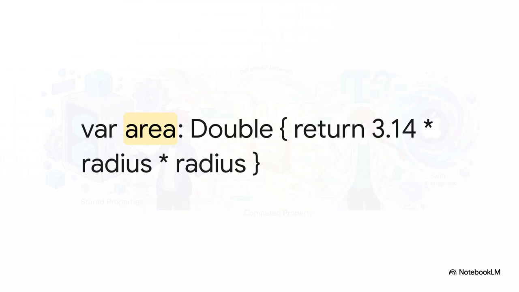Here's what that looks like back in our circle struct. See, we still have our stored property radius, but now we've added area. Notice there's no equal sign, no value being stored. Instead, there's a block of code that returns a value. So every time we access myCircle.area, it takes the current radius, runs that calculation, and gives us the fresh result.